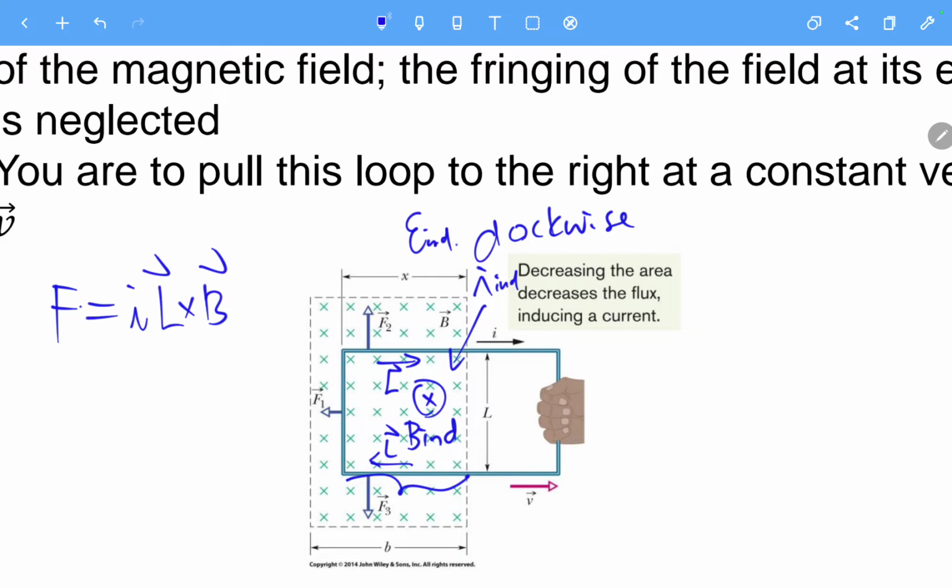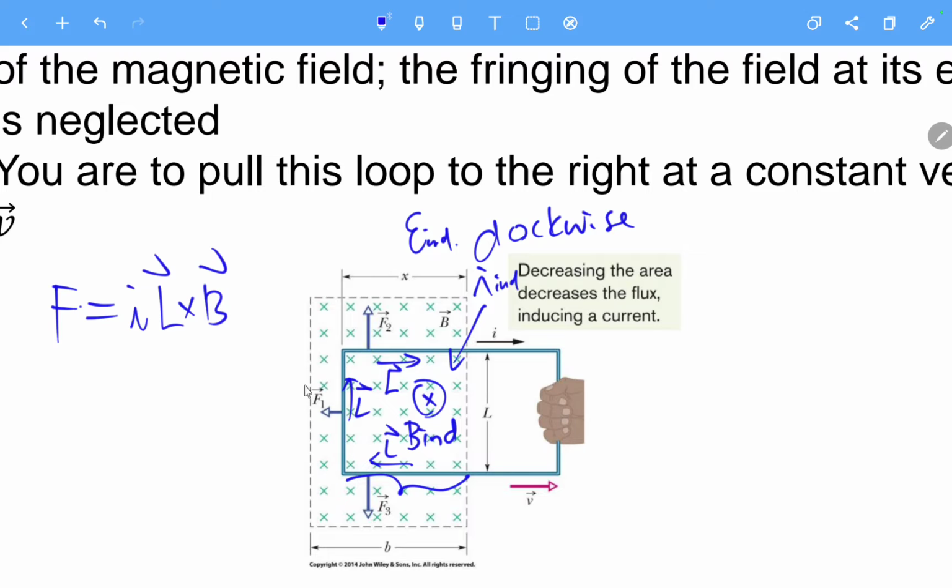So L is pointing to the left side, and B is pointing into the page, so L cross B is pointing downward. And then for this one, L is pointing upward, B is pointing into the page, so L cross B is pointing to the left side. So for the whole loop, we have F2 pointing upward, F3 pointing downward. And we suppose F2 and F3 have the same magnitude and point in opposite directions, which means that F2 and F3 will cancel each other.